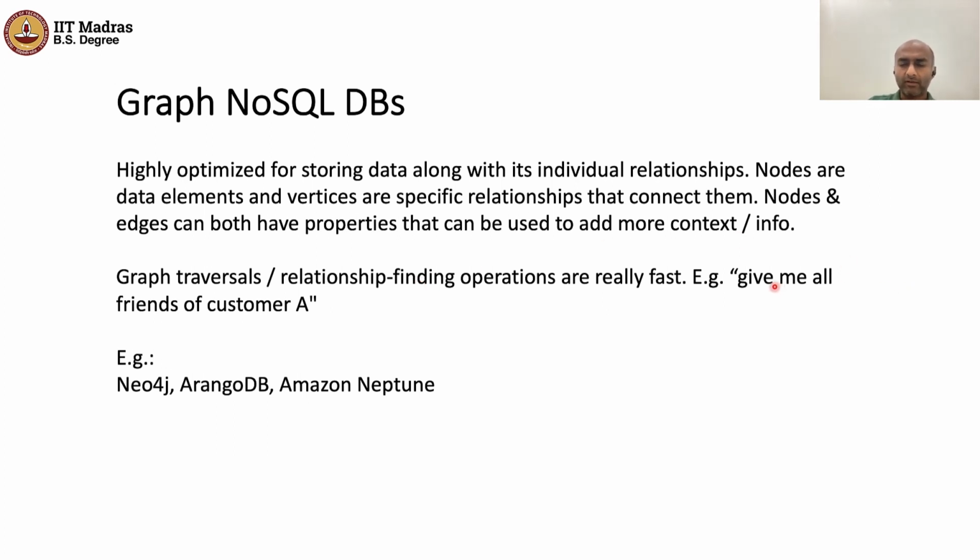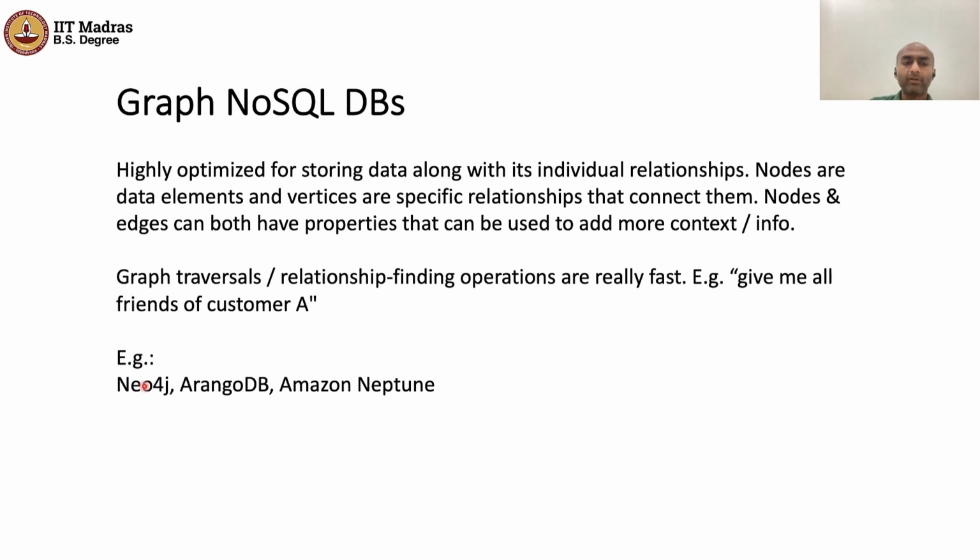So, for instance, if you ask a question for a customer A, let's say me, right? Give me my friends. In an RDBMS, you have to do index lookups and then filter and then come back and do a list. In a graph store, I would just get the entire operation done in constant time because I just need to know which nodes are connected to me where the relationship is friend. That's it. So super fast.